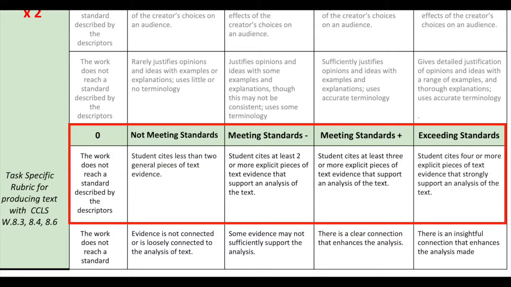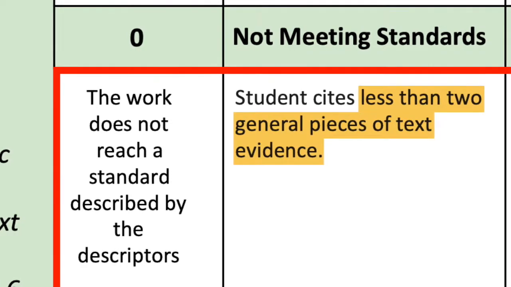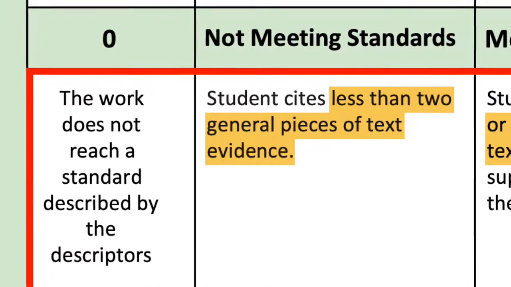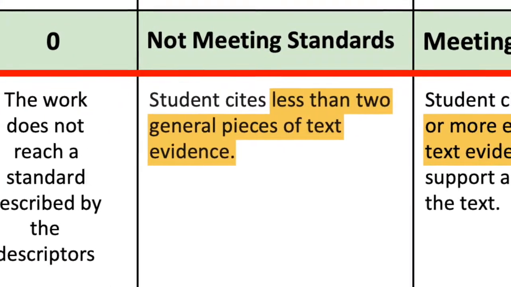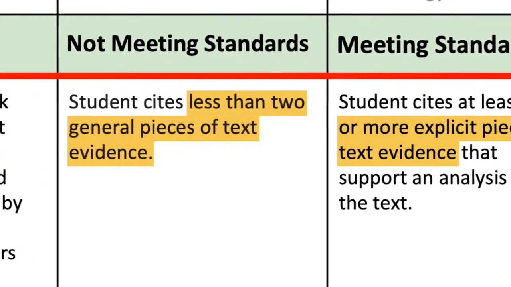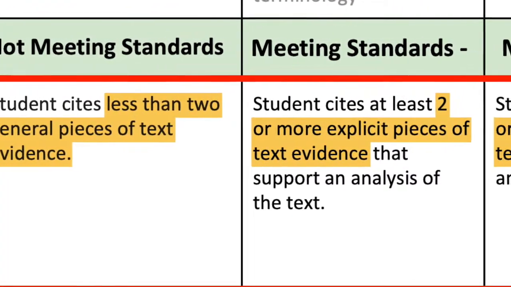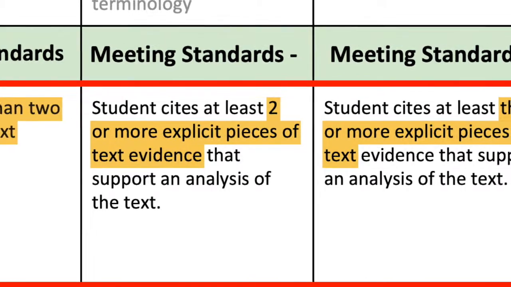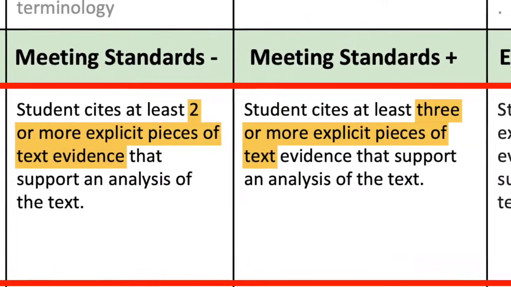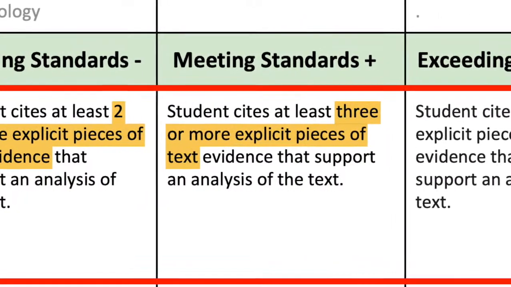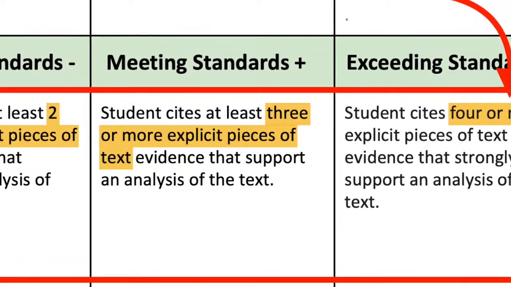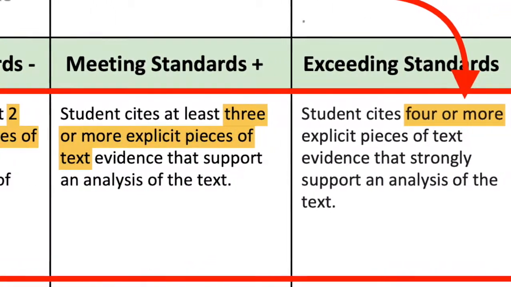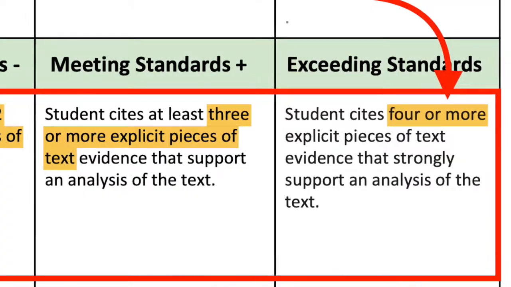Looking at the first criteria, you should note that you need several pieces of text evidence in your essay. If you have less than 2, you are not meeting standards. If you have 2 pieces of text evidence, you are meeting standards, and if you have 3, you are meeting standards plus. If your essay contains 4 or more pieces of explicit text evidence, you are exceeding the standards of this essay. This is what you should all be aiming for.